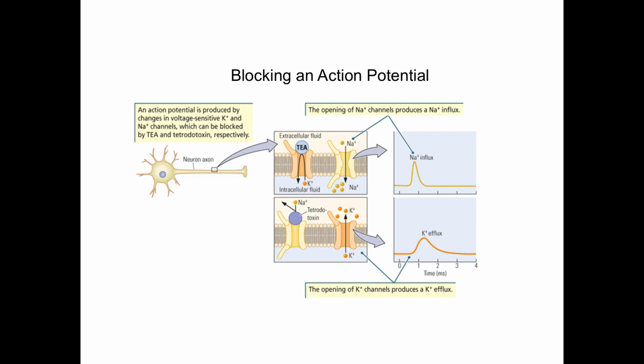So here is a picture of how they work. At the top you can see the TEA, and at the bottom you can see the tetrodotoxin. Here you see the TEA, how it blocks the potassium channels and not the sodium channel. So you will still get an influx of sodium. With the tetrodotoxin, it blocks the sodium channels and not the potassium. So the potassium will still go out of the cell, and you will have a little potassium efflux.